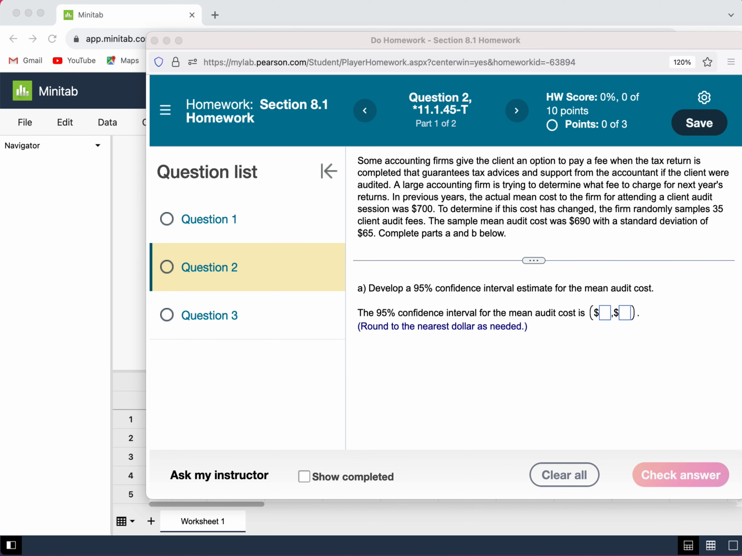In previous years, the actual mean cost to the firm for attending a client audit session was $700. To determine if this cost has changed, the firm randomly samples 35 client audit fees. The sample mean audit cost was $690 with a standard deviation of $65. So first we want to develop a 95% confidence interval estimate for the mean audit cost.